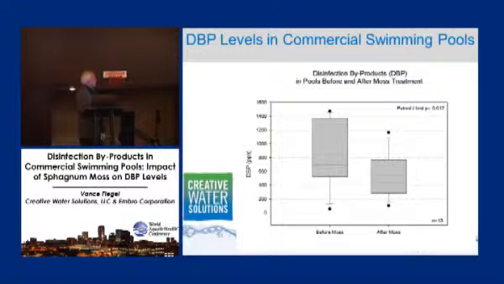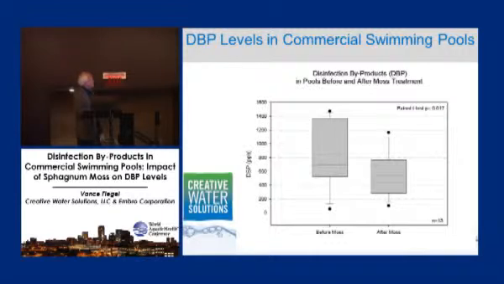So this data shows us, if we look at the mean values, the mean of the pools that did not have sphagnum moss treatment for disinfection byproducts was about 1,213 parts per billion. And the pools that have at least 2 months of sphagnum moss treatment were at about 730 parts per billion. And using a rank sum test, that was significant at the p.04 level. So that gave us a good indication that the sphagnum moss does decrease disinfection byproduct formation.